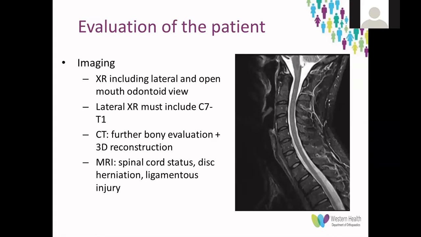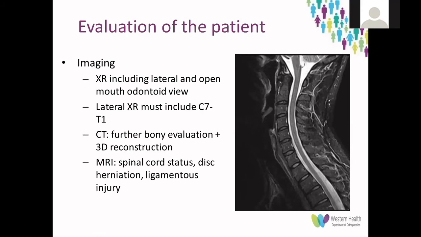So once you've moved through your history and examination and decided to image the patient, initially you would commence with a lateral of the C-spine. Obviously that's not an MRI, but a lateral x-ray of the C-spine, including also an open mouth odontoid view, which should be taken from the anterior side as well. On the lateral x-ray, it's really important to include C7 and T1, and often they're not imaged adequately and you do need to repeat that. If you then have further concerns, you can proceed to CT scan, which is good for your bony evaluation, and 3D reconstructions if you are planning surgical intervention.